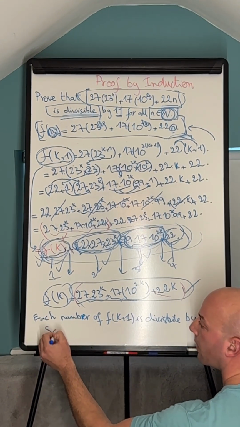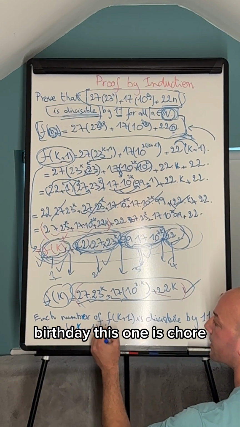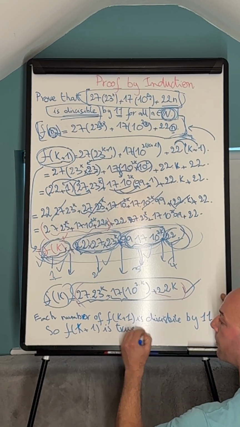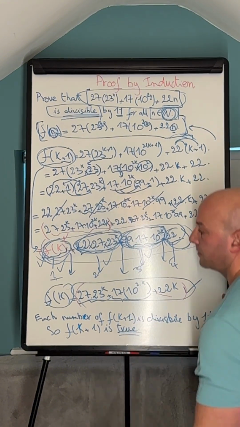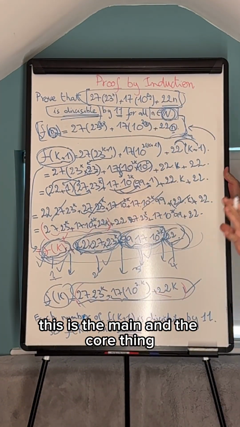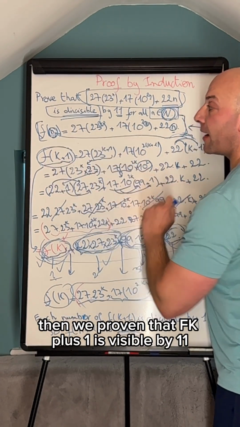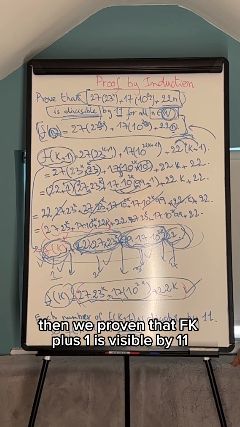So f(k+1) is true. Yeah, we're done with this. This is the main and core thing when you prove that this function is divisible by 11. Then we've proven that f(k+1) is divisible by 11.